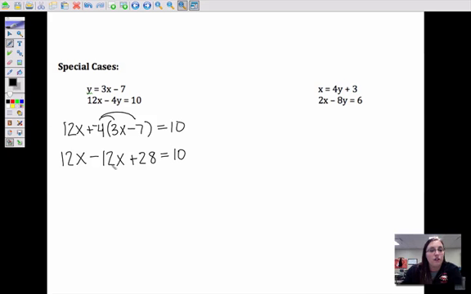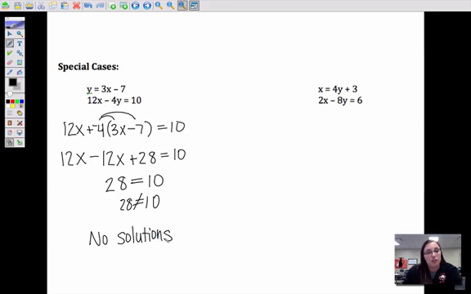And then 12x minus 12x, that's going to get me 28 equals 10. And that's not true. 28 does not equal 10. So when you get a statement like that, that's not true, where you don't have any x's left, and that side is not equivalent to that side, that is when you're going to come up with no solutions. There's absolutely no x and y that are going to make both of those true. So in other words, those two lines are probably parallel if I were to graph them.